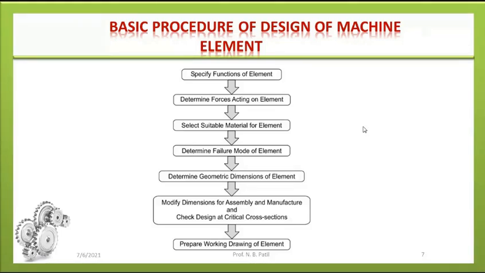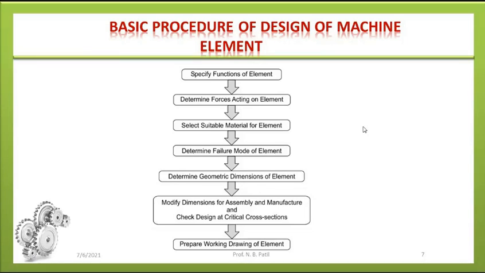Then spring in a clock. What is the function of it? To store the energy and release it. This is the spring in a clock, one machine element. Then power screw: to produce uniform and slow motion to transmit the force. So you have to identify the function of the particular element first of all. This is the first step in the design of a machine element. Then determine the forces acting on the element.